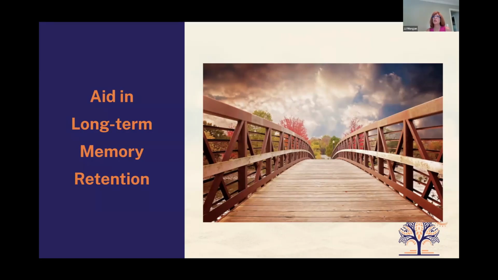Images aid in long-term memory retention. Creating a story and telling a story about where this bridge goes, just taking 2 minutes and creating a story together as a class, is going to help build their ability to keep that word, the word for bridge, in their long-term memory.